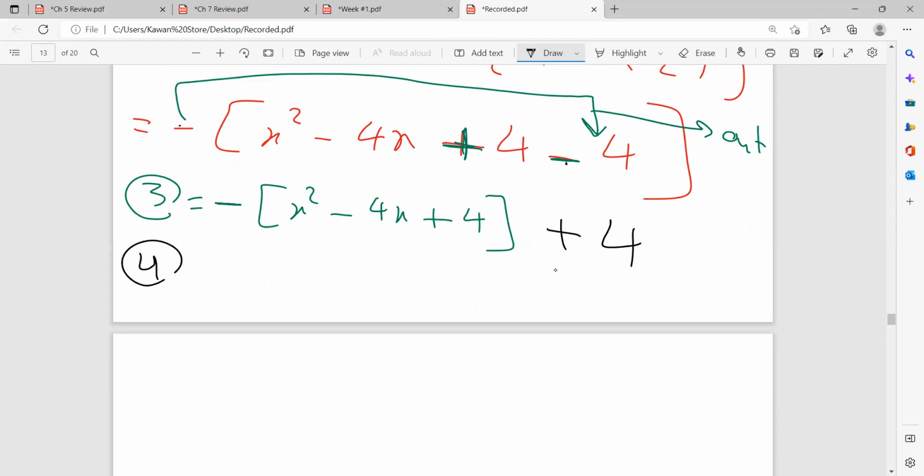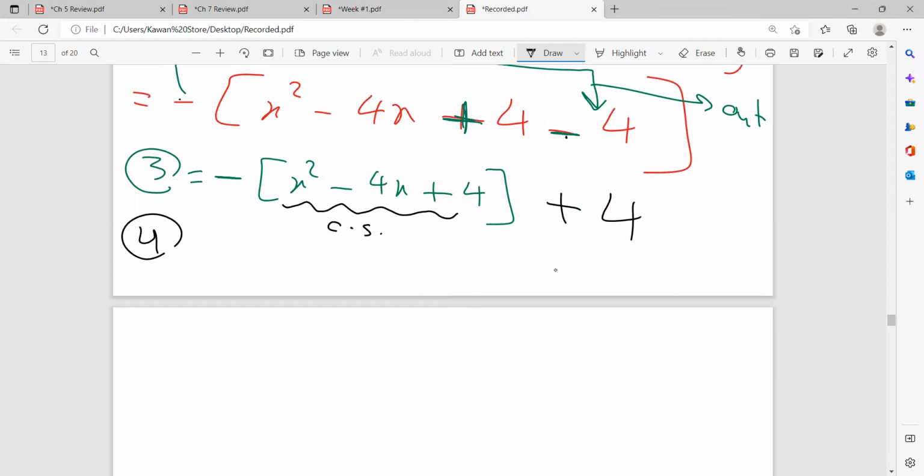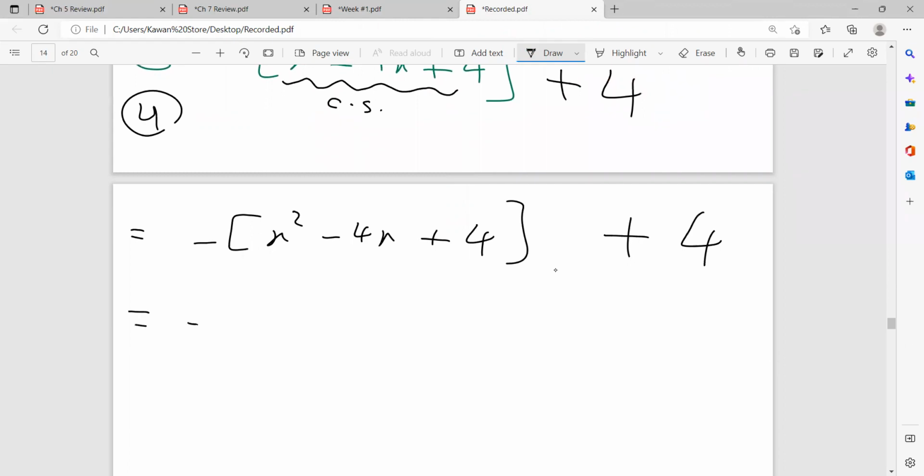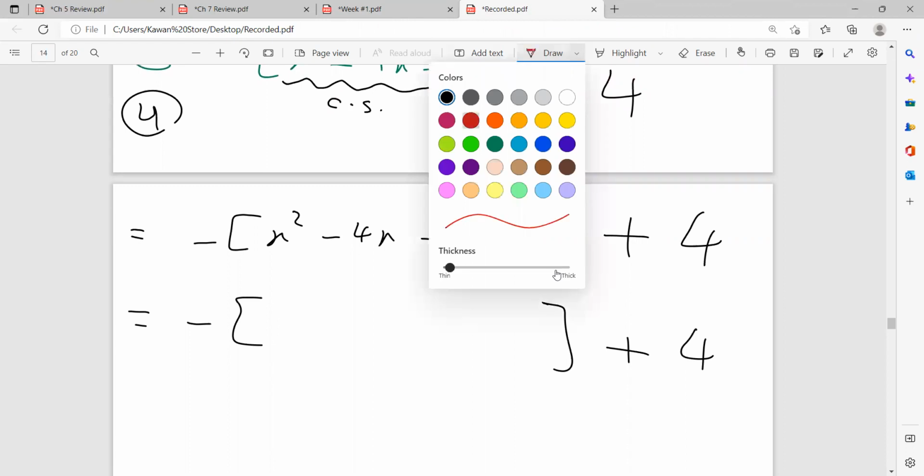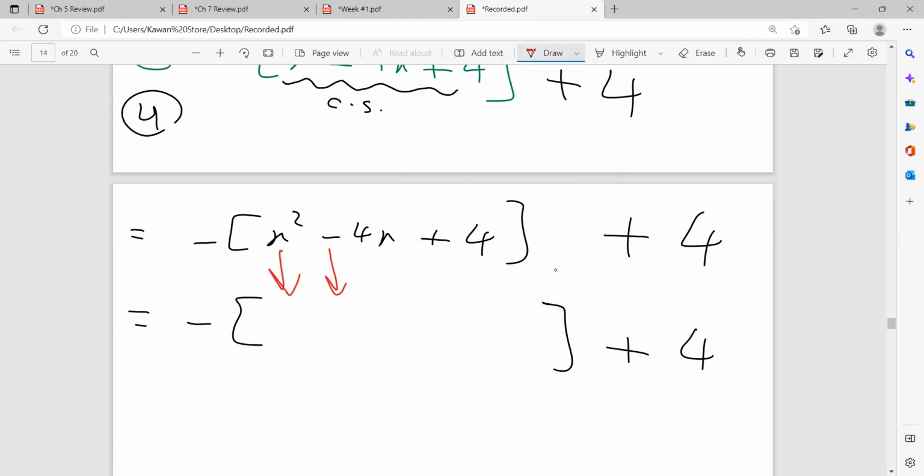Fourth one, these will be a complete square. Fortunately, you got it. The last step, you get the complete square. How? We have minus x squared minus 4x minus 4 plus 4 outside. Okay, so I say minus. How do I get the complete square? We mentioned before. Am I right? x minus 2 squared.